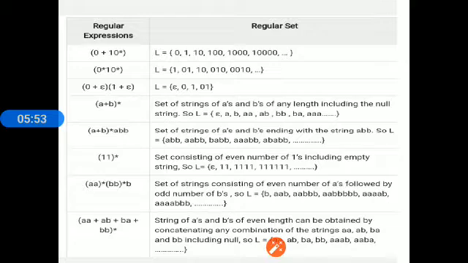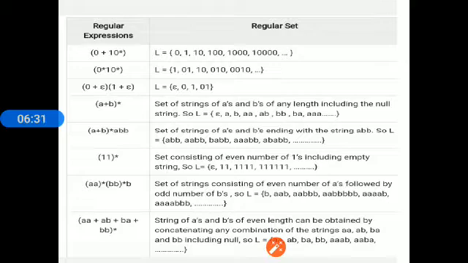Next, a a star b b star b, that means a set of strings consisting of an even number of a's followed by an even number of b's and then one more b. So, an even number of a's followed by an odd number of b's. Why odd? Because b b star is already there, but along with b b star one extra b is there. An even number plus 1 is always odd. So this expression produces an even number of a's followed by an odd number of b's.